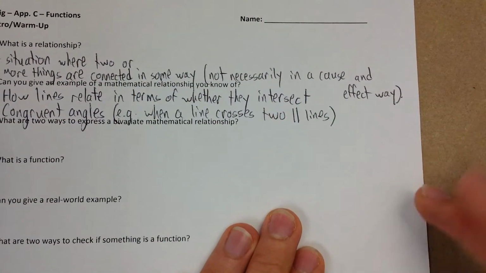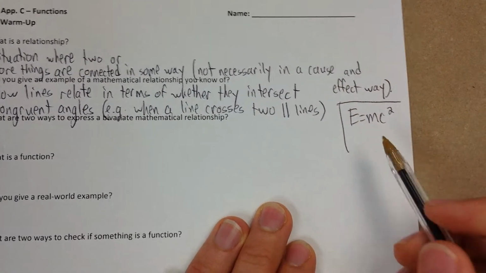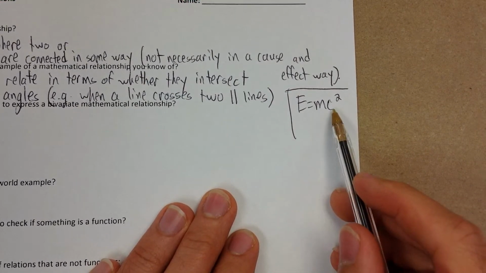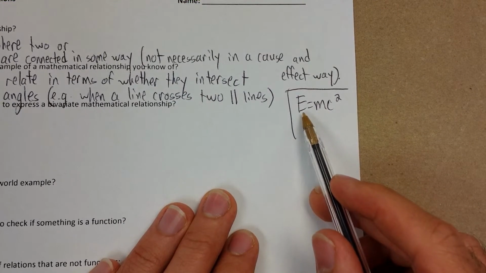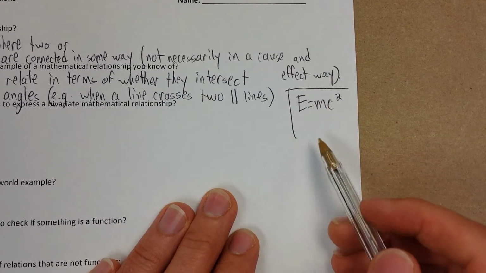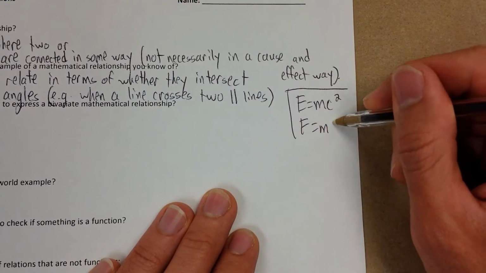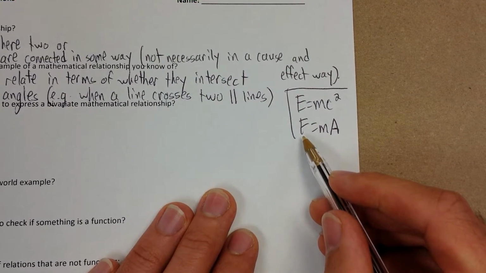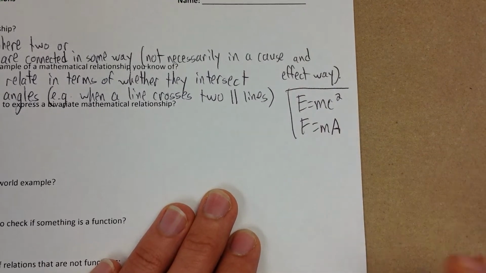E equals mc squared. It's a relationship. What's E? Energy, M, mass, C, speed of light. So if you know mass, you know how much energy is contained. If you know how much energy there is, you know how much mass there will be, because C is a constant. Another one from physics. F equals ma. What's F? Force. M, mass, A, acceleration, etc.